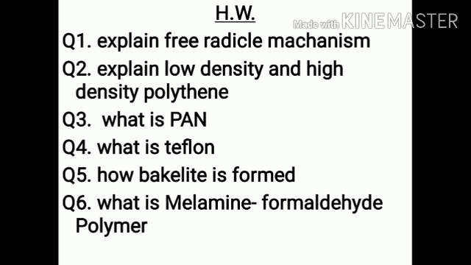What is PAN? Polyacrylonitrile. Simple formula: CH2=CH-CN. What is Teflon? Simple formula: tetrafluoroethene. Question number 5: how is bakelite formed? I think you know this very well. Bakelite is a condensation polymer, and it is formed by the reaction of phenol and formaldehyde. And what is melamine formaldehyde polymer? Melamine formaldehyde polymer is formed by the reaction of melamine and formaldehyde.